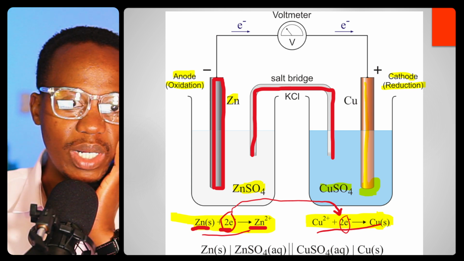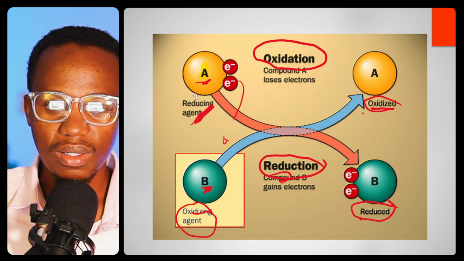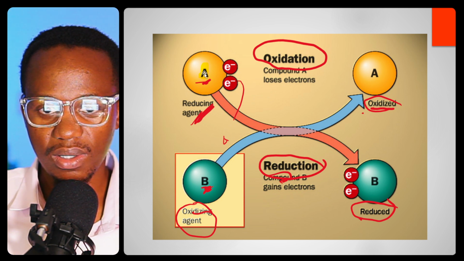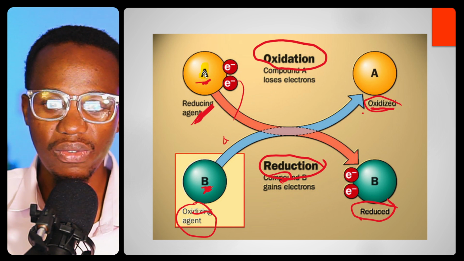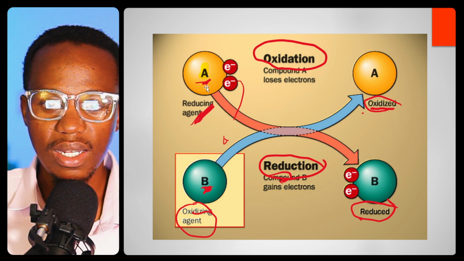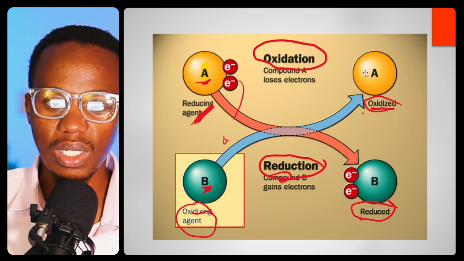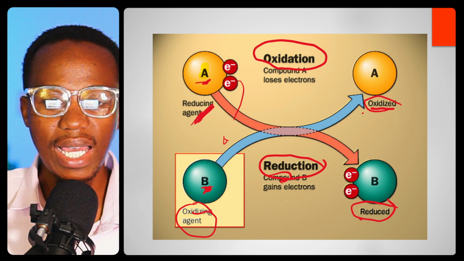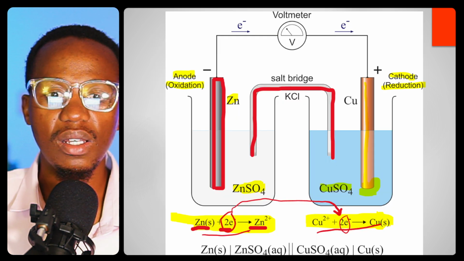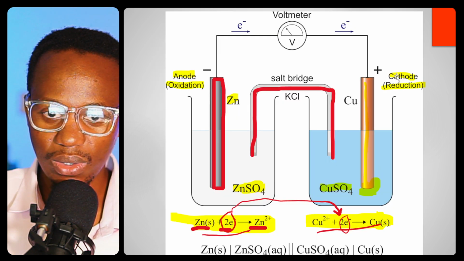If you remember correctly, the thing that I talked about first is you have oxidation and reduction. Oxidation is loss of electrons. Reduction is the gain of electrons, right? And then a reducing agent undergoes oxidation and then it's oxidized, right? But now we know that at oxidation, you have an anode. At reduction, you have a cathode, right?